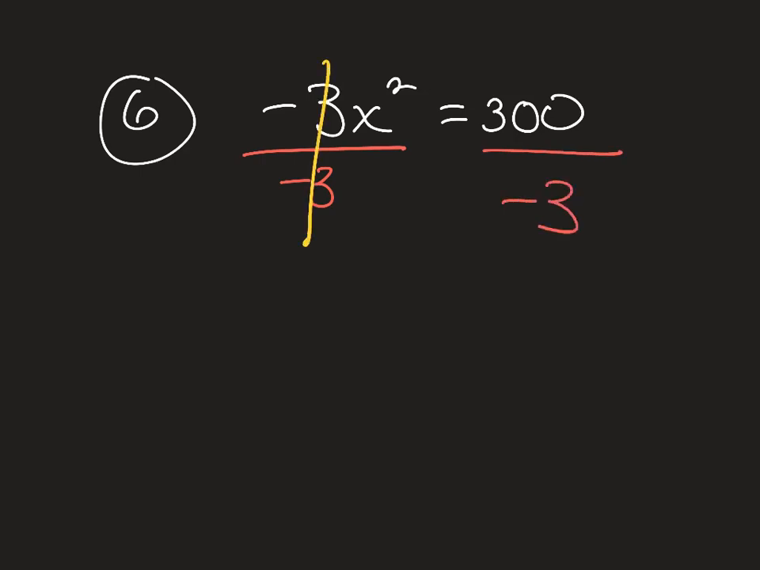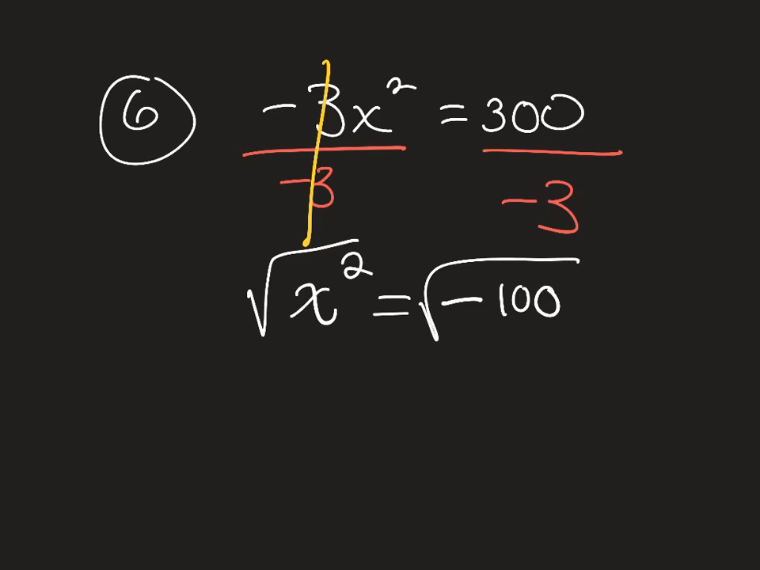So these -3's cancel out. We have x squared equals 300 divided by a -3. A positive divided by a negative is going to be a -100. To undo my square, I'm going to square root and square root. Be so careful, so careful. This is a big no-no. We have not learned how to square root negative numbers.